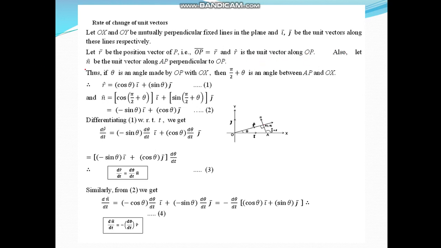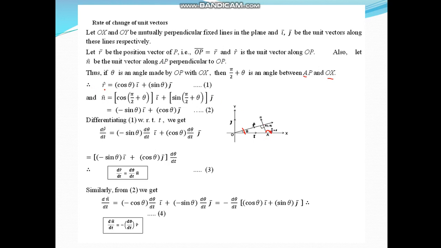Also let n cap be the unit vector along AP. AP is perpendicular to OP. So if theta is the angle, this angle is theta here. So theta is the angle made by OP with OX. Then pi by 2 plus theta is the angle between AP and OX. See here, it is AP, it is OX. So clearly this angle will be pi by 2 plus theta.